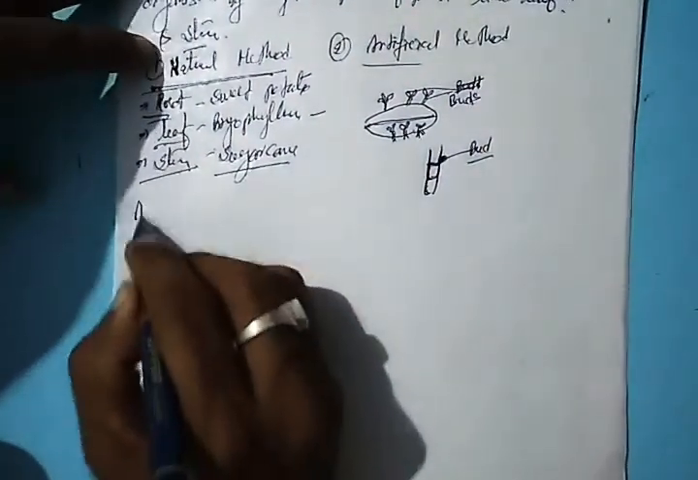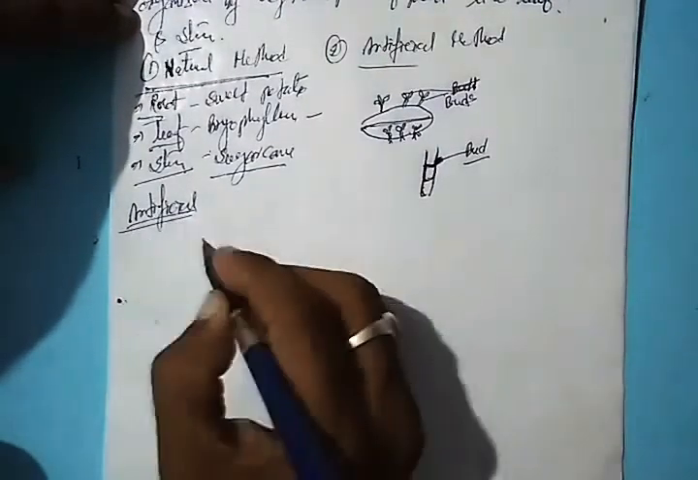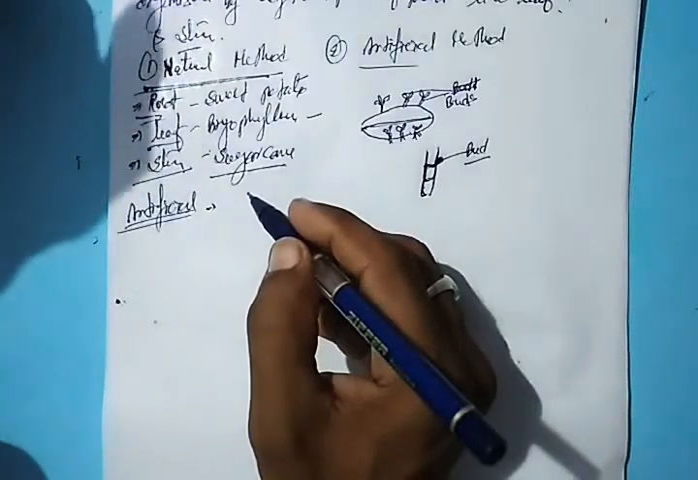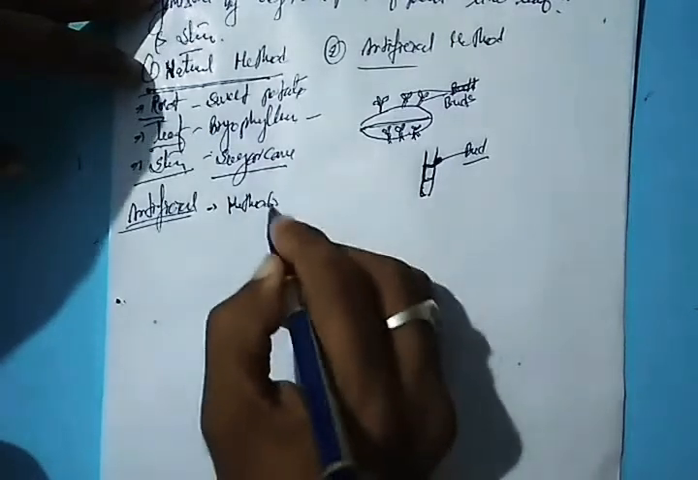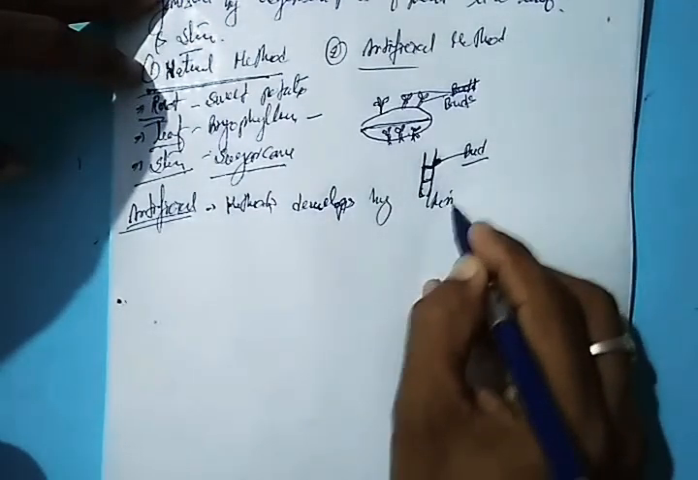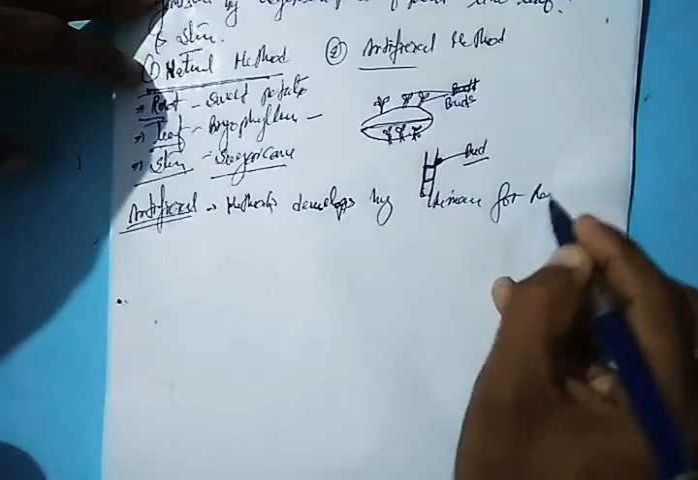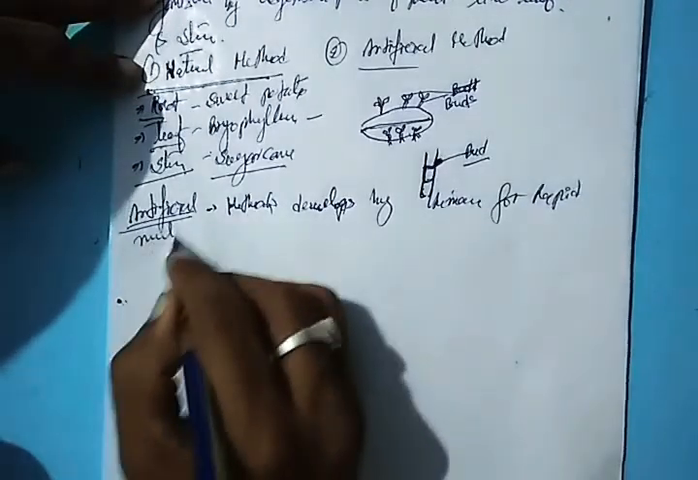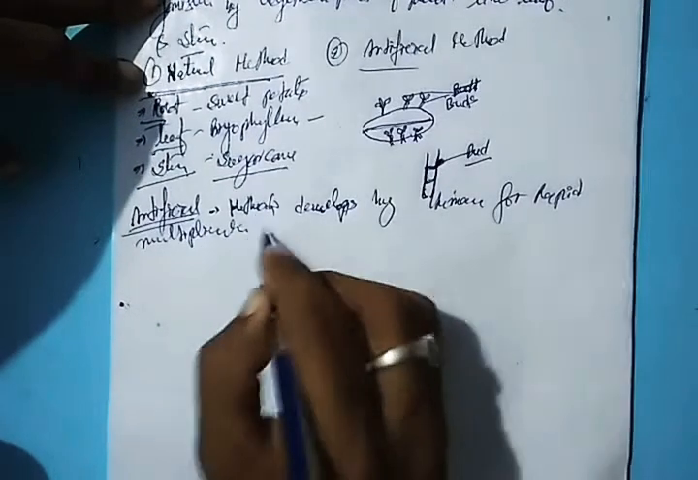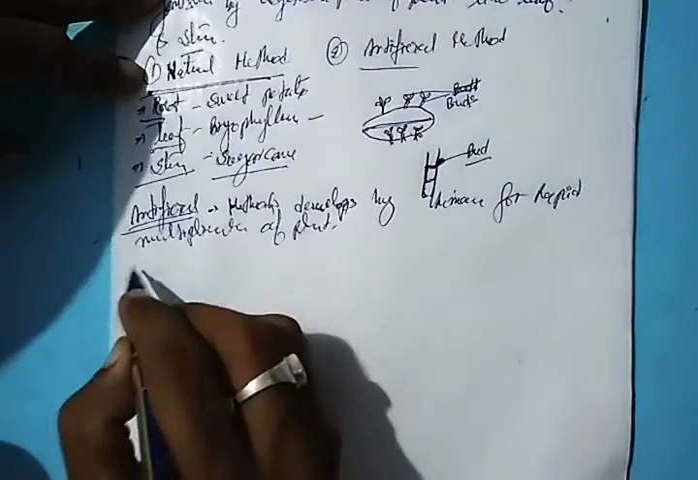Let us study the types of artificial method. The artificial method is basically the human-made method, the method developed by humans for rapid multiplication of plants. The types of artificial method are: number one is cutting.